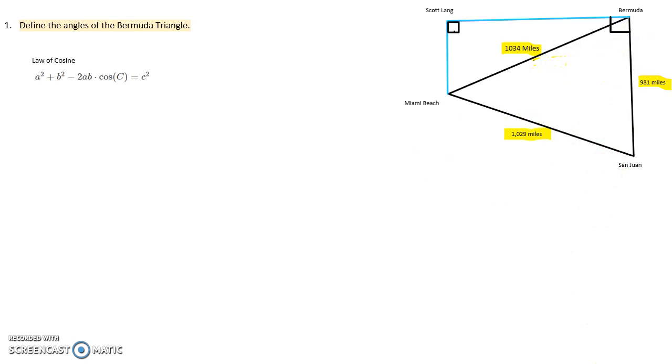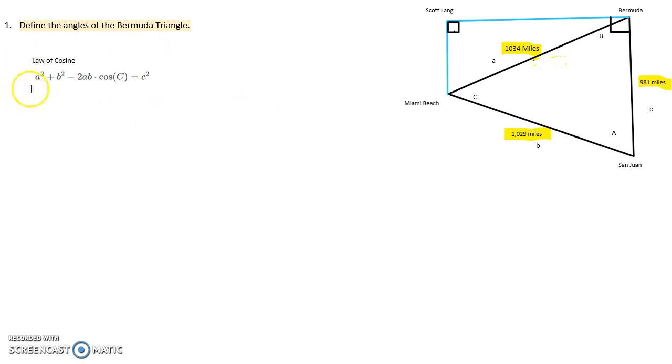First, the distance between San Juan and Bermuda we will name c, and the opposite angle will be big C. The distance between Miami Beach and Bermuda will be represented by a, and the opposite angle by big A. And lastly, Miami Beach to San Juan will be represented by b, and the opposite angle will be big B. Now that we have named all the sides and angles, let's start working on the problem.